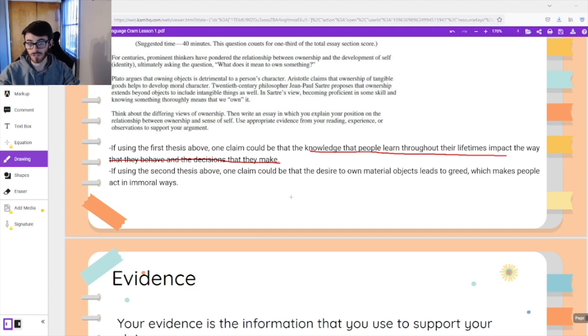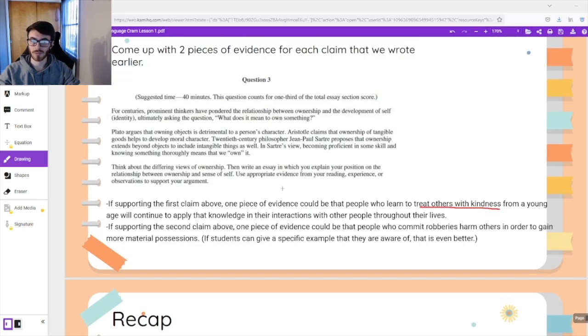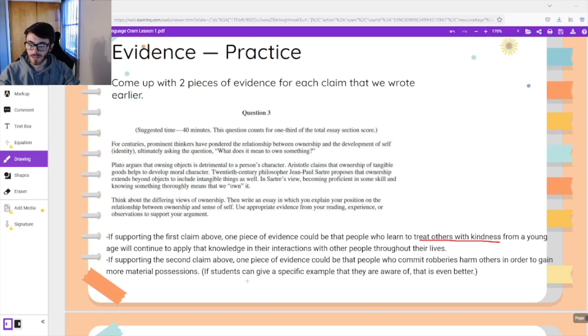We already talked about a bunch of examples of evidence earlier, right? About Boss Tweed and child labor and slavery and stuff like that. What example did I come up with here? One piece of evidence could be that people who commit robberies harm others in order to gain more material possessions.